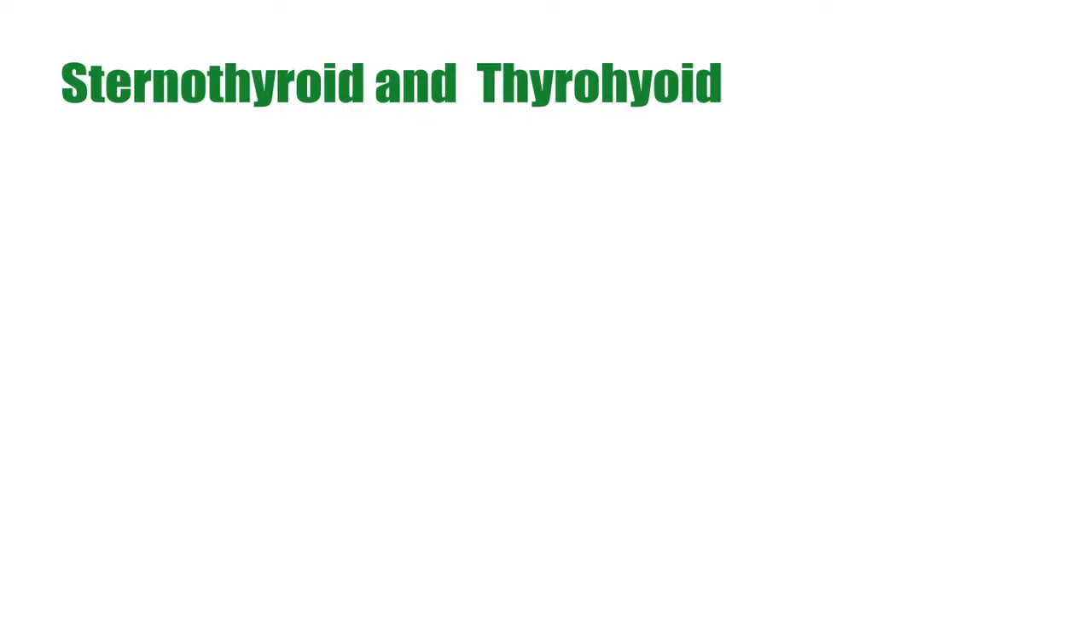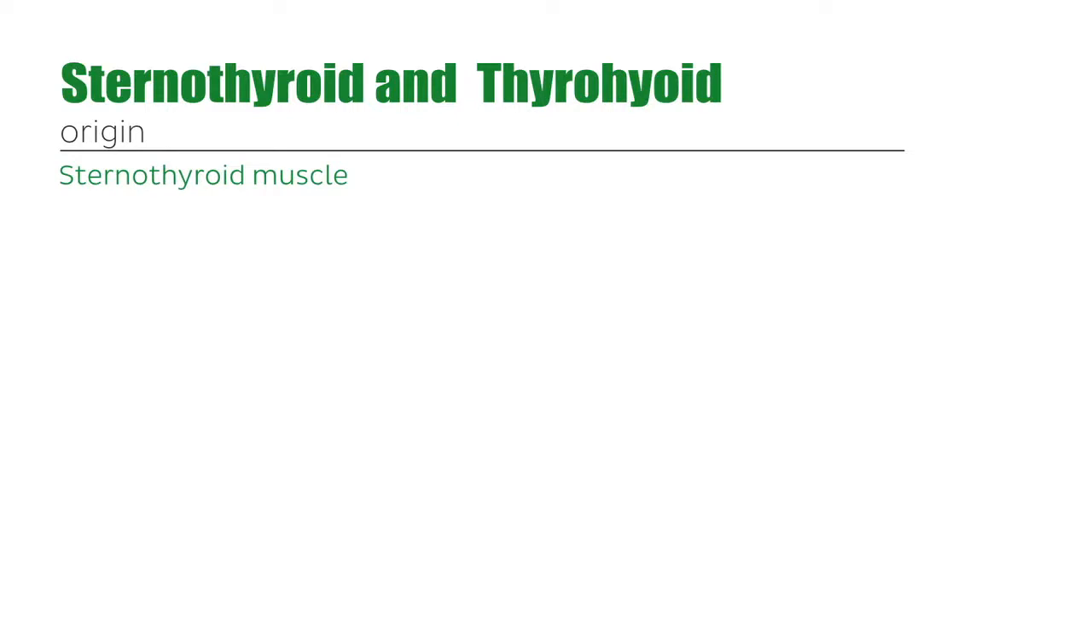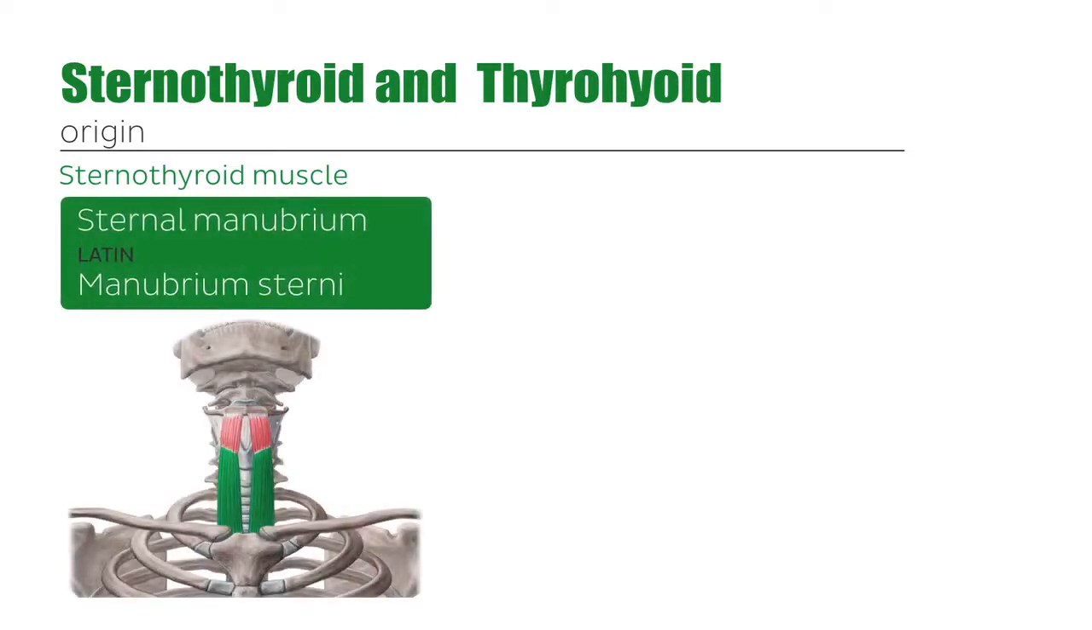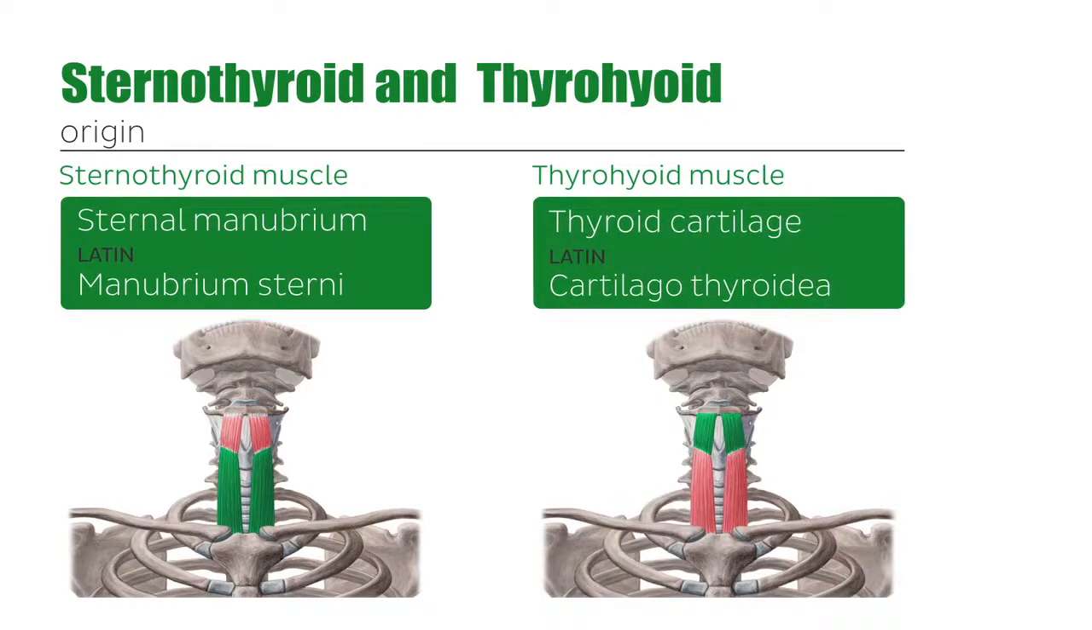Now these 2 muscles form a unit, as the thyrohyoid is the continuation of the sternothyroid muscle. In terms of origin points, we're going to see that the sternothyroid muscle is going to be originating at the dorsal surface of the manubrium of the sternum. And you can clearly see here on this image the muscle originating from the manubrium of the sternum. The thyrohyoid is going to then originate from the thyroid cartilage, and you can also see here the thyroid cartilage and the origin point for the thyrohyoid.